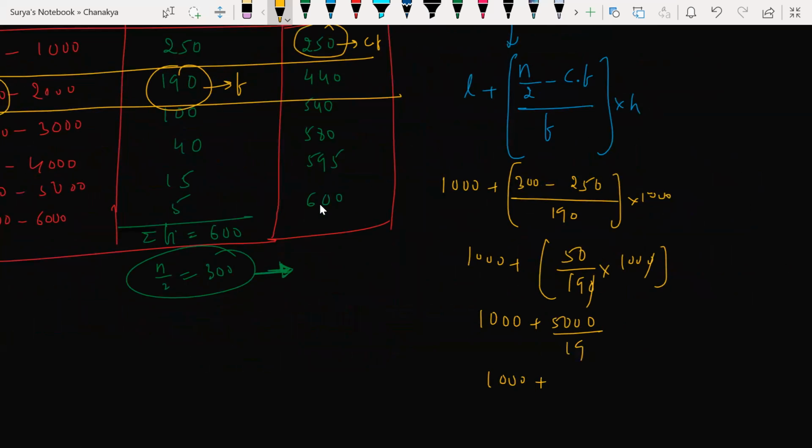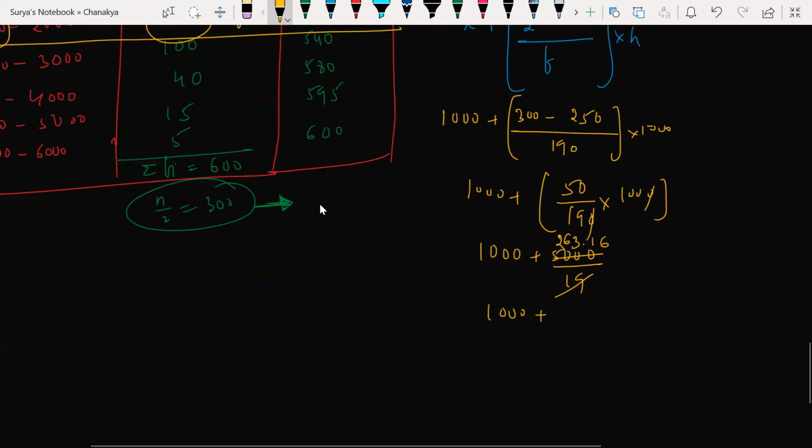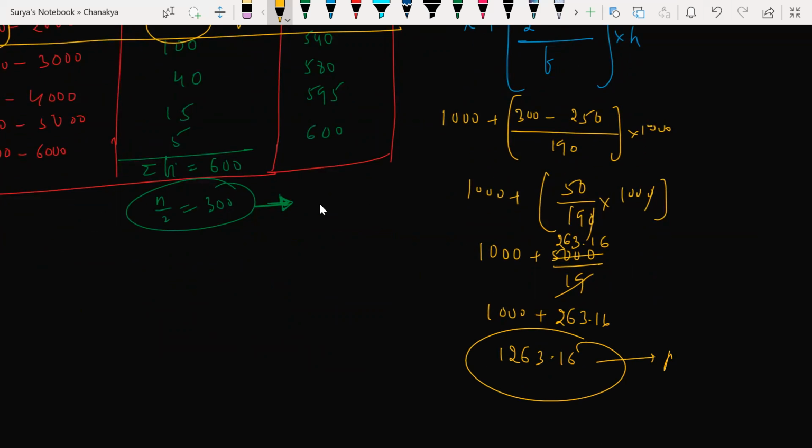So 1000 plus, dividing 5000 by 19 gives 263.16, which gives me 1263.16. This is my approximate answer.